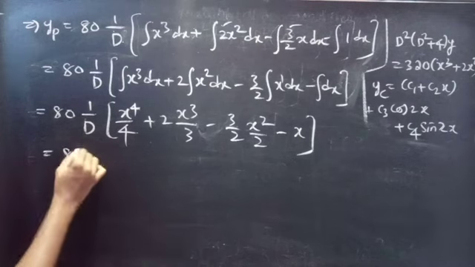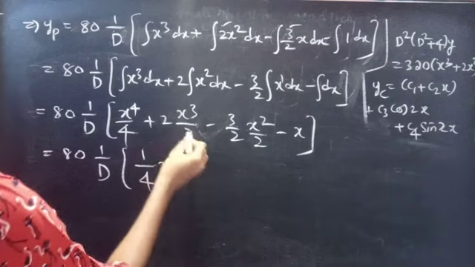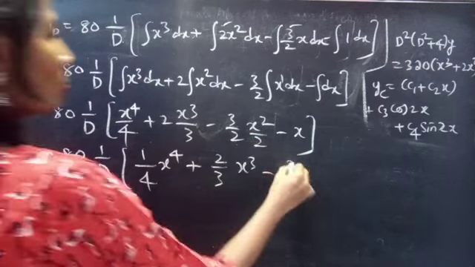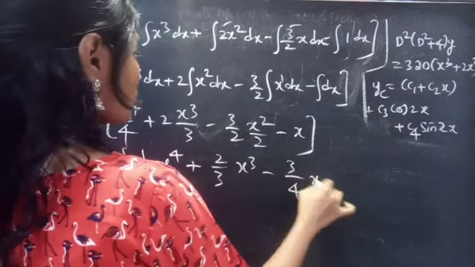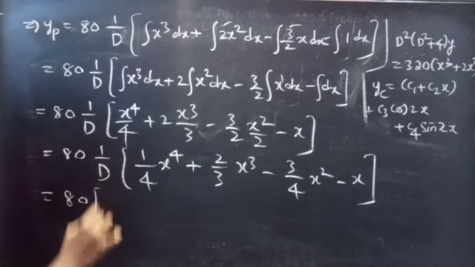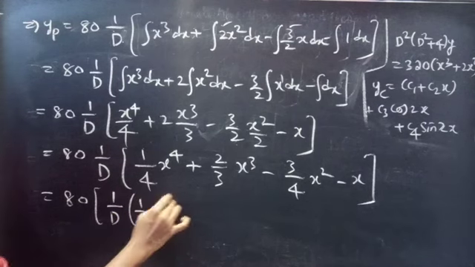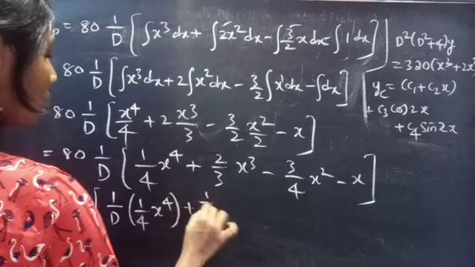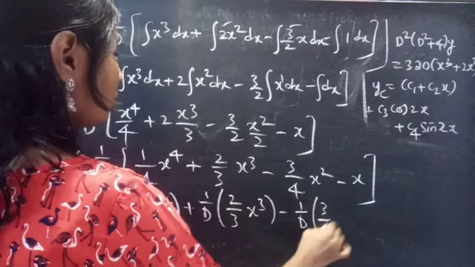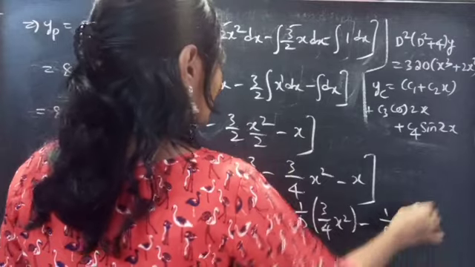which is equal to 80 into 1 by D into 1 by 4 into x power 4 plus 2 into 1 by 3 is 2 by 3 x cube minus 3 by 2 into 1 by 2 is 3 by 4 into x square minus x. Again, you're having one more 1 by D. Let's take it inside the brackets. You'll get 1 by D of 1 by 4 x power 4 plus 1 by D of 2 by 3 x cube minus 1 by D of 3 by 4 x square minus 1 by D of x.